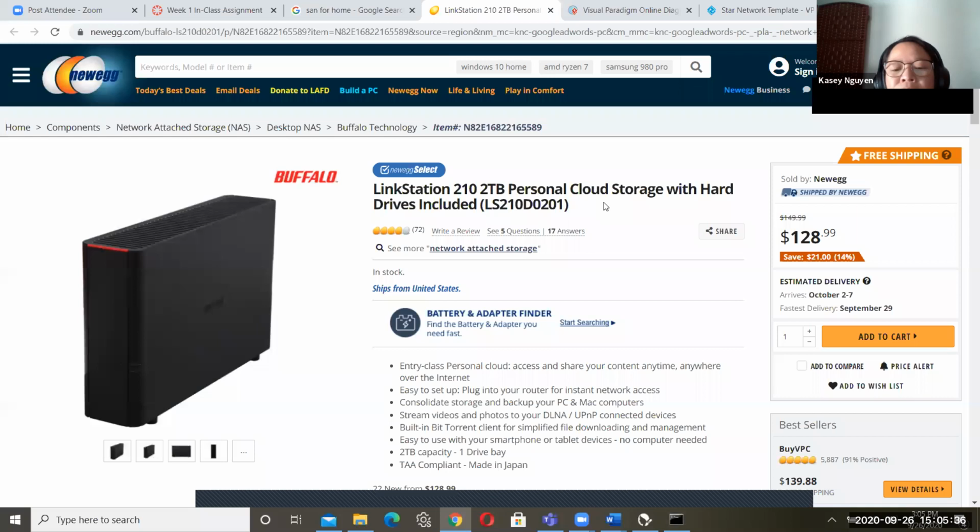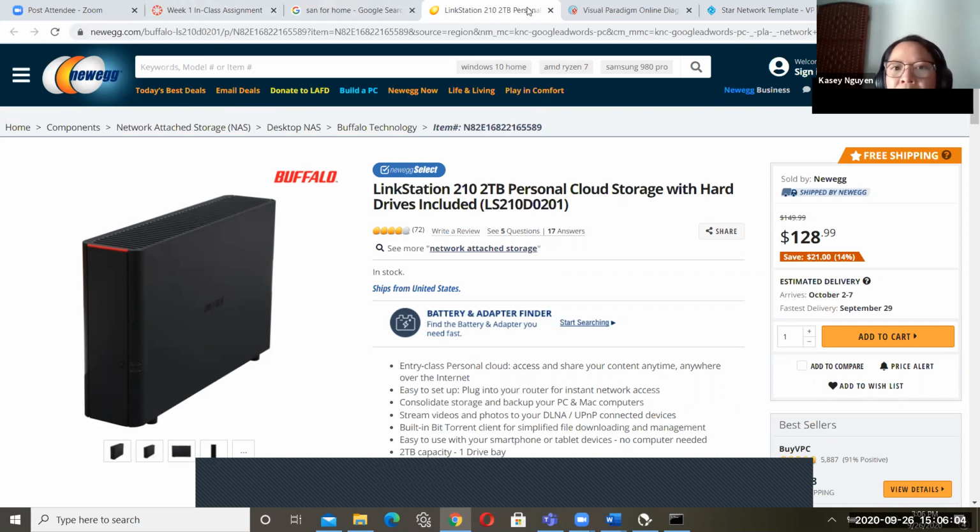So this allows you to do what? Put all your pictures and data and everything here so everybody on the network can access it if you allow them to. Let's say that you have a lot of family videos and pictures and you want to share it with your family members, you can do that.